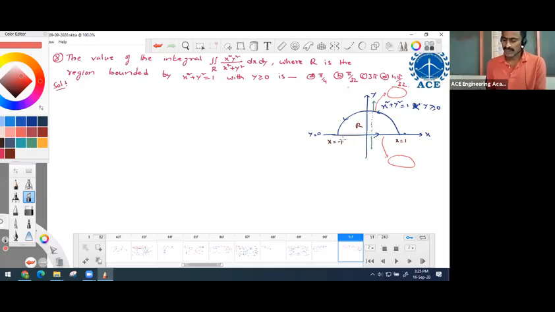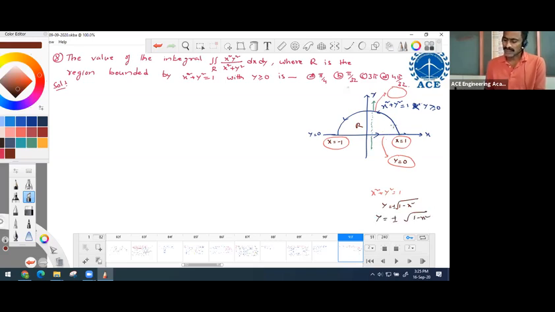So x will vary from minus 1 to plus 1. From this x square plus y square equal to 1, we write the limits for this. And from the equation of the entering curve, we can write this limit. The equation of the entering curve is y equal to 0. From this, we write y in terms of the other. From the equation of the leaving curve, write y in terms of the other. That is y equal to plus or minus under root of 1 minus x square.